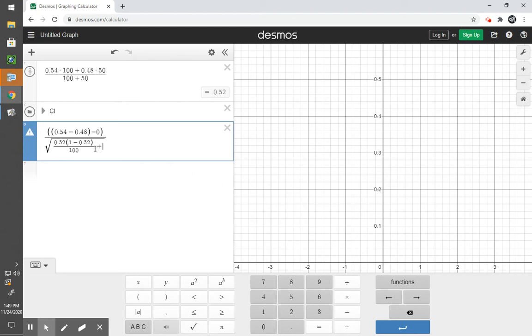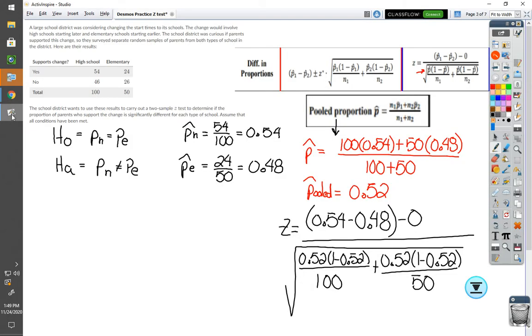Now, I want the same thing, so watch what I'm going to do. I'm going to go in here, and I'm going to copy this thing. I'm going to stay right over here, and I'm going to hit paste. And then I'm just going to change this value right here to 50. When I do that, I get 0.693. Right there is my z value for my statistic.